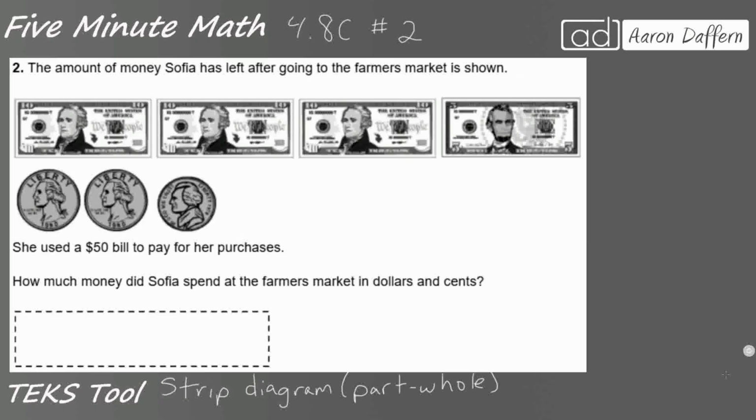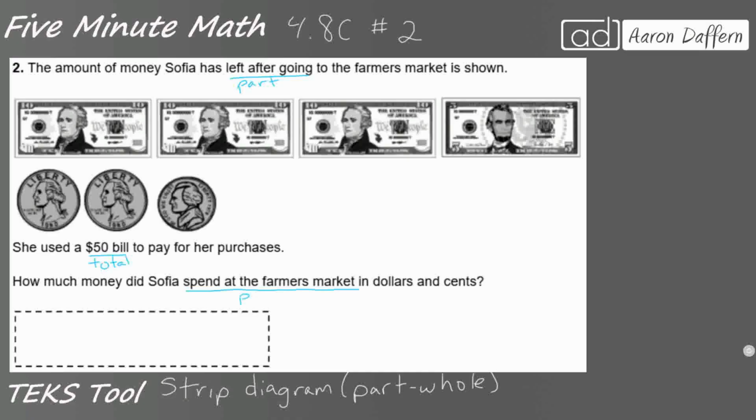So we've got Sophia. She has this much money left after going to the farmer's market, and she used $50 to pay for her purchases. How much money did she spend? Well, what we have is this amount left, which we're going to have to do some addition here. This is a part of what she has for her total money. They actually give us her total. Her total is $50. She paid with a $50 bill. So how much did she spend in dollars and cents?